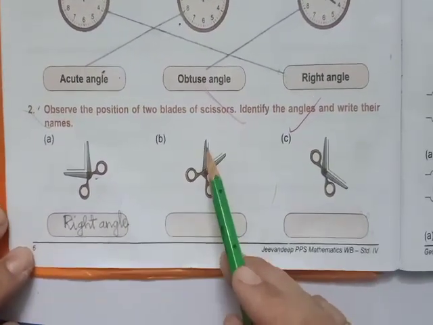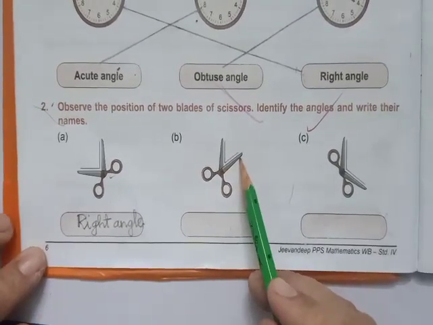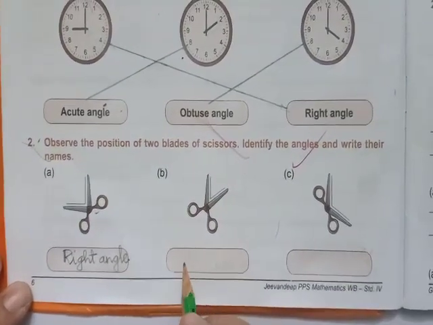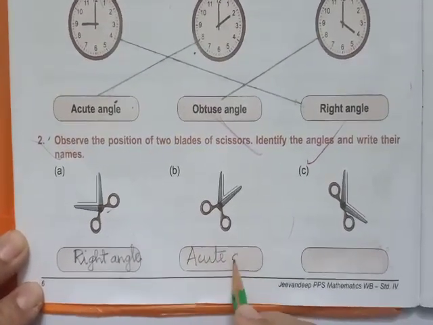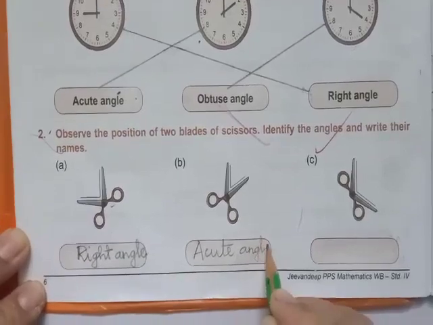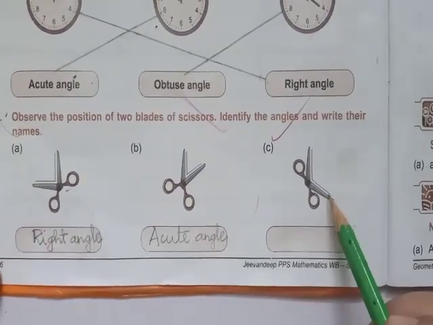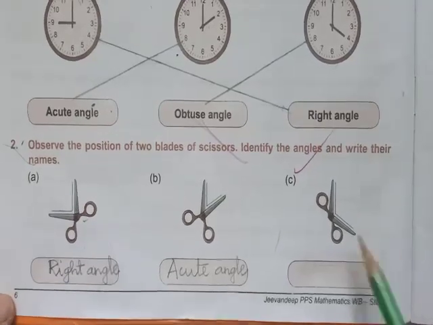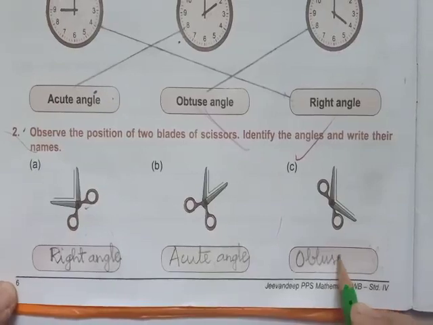Next, the blades here shows angle smaller than 90 degree, so it is acute angle. Acute angle. And here the blades show angle more than 90 degree, so it is obtuse angle.